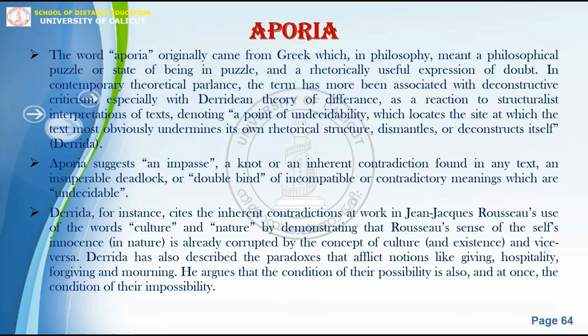So, aporia suggests an impasse, a spot, a black spot, or a gap, a knot or an inherent contradiction found in any text, and an insuperable deadlock or double bind of incompatible or contradictory meanings which are undecidable. So Derrida, for instance, cites the inherent contradiction at work in Jean-Jacques Rousseau's use of the words culture and nature by demonstrating that Rousseau's sense of the self's innocence in nature is already corrupted by the concept of culture and existence, and vice versa. So Derrida has also described the paradoxes that afflict notions like giving, hospitality, forgiving, and mourning. He argues that the condition of their possibility is also, and at once, the condition of their impossibility. So this is all about aporia.